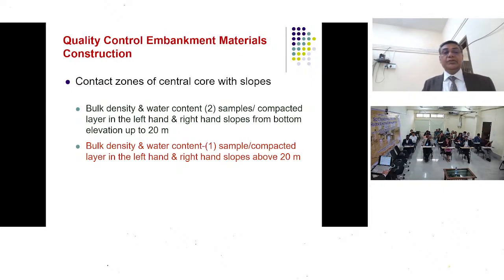So the contact zones, bulk density, and water content, these are the two major things, because the density and moisture content.